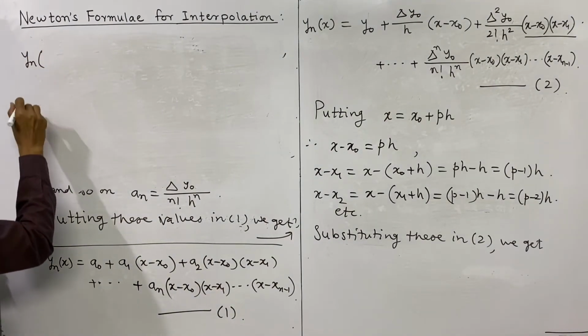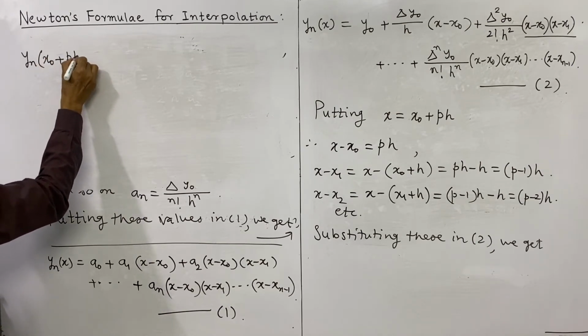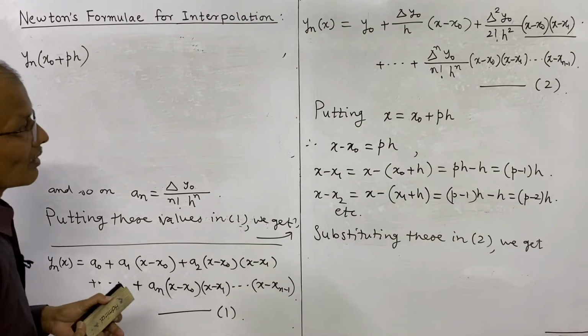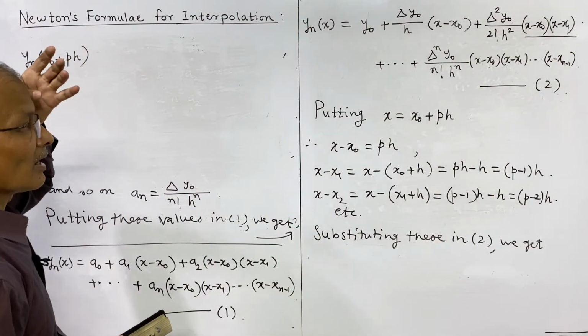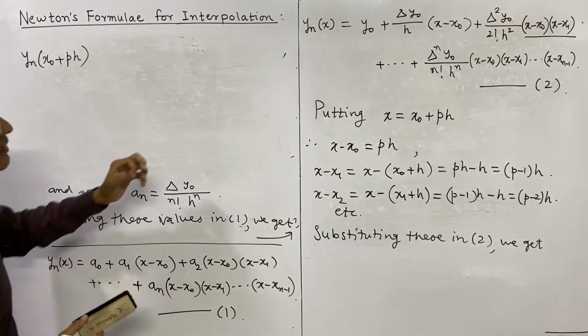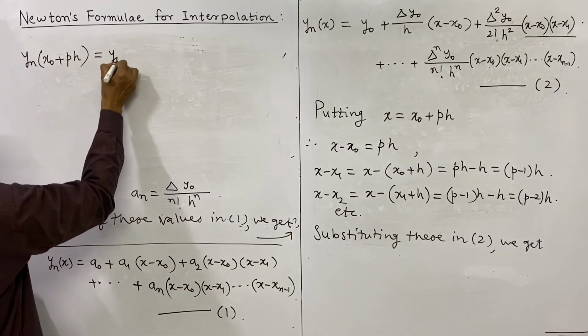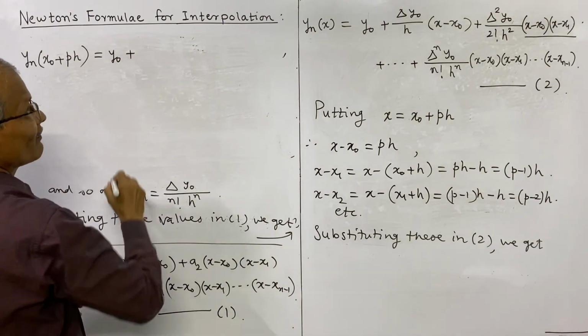yn at x naught plus p times h. So that gives the p value, which will be x minus x naught divided by h, and the right side is y naught plus delta y naught.